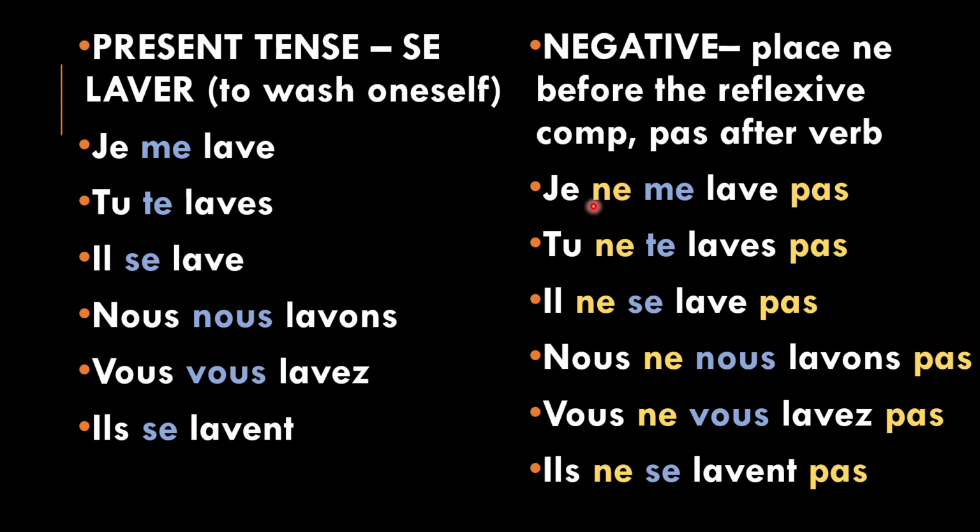Okay. So it becomes je ne me lave pas, I do not wash myself. Tu ne te laves pas, you don't wash yourself. Il ne se lave pas, nous ne nous lavons pas. Vous ne vous lavez pas, ils ne se lavent pas. Okay, it will never be je me ne lave pas. No, the me and the lave have to stick together. Okay, that is the basic rule. Reflexive and the verb have to stick together. So this is how you do the present tense in the affirmative and in the negative.